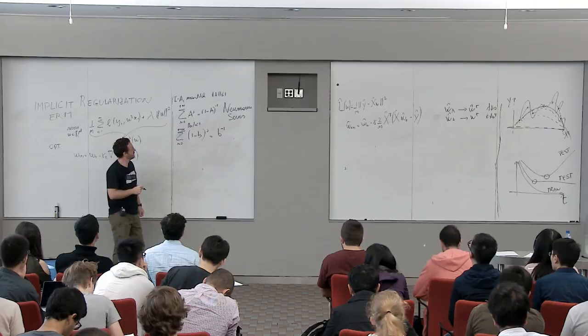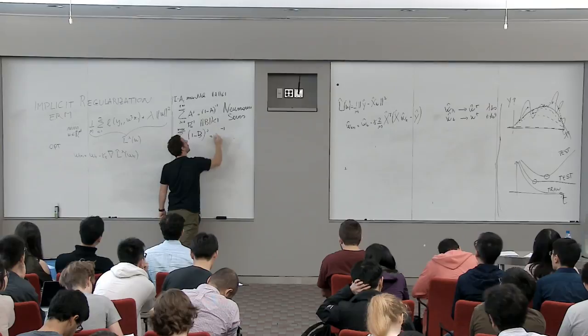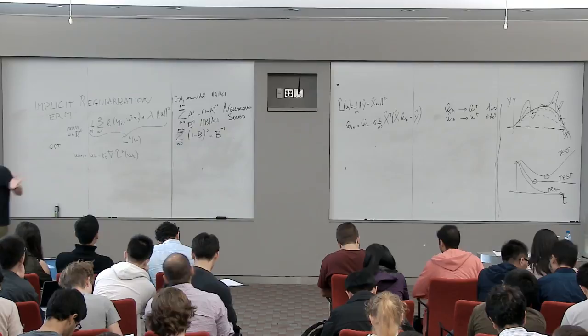And in this case, you have a similar thing. If b to the minus 1 exists, and if b is smaller than 1, then I can put b here. Okay? Geometric series for matrices.